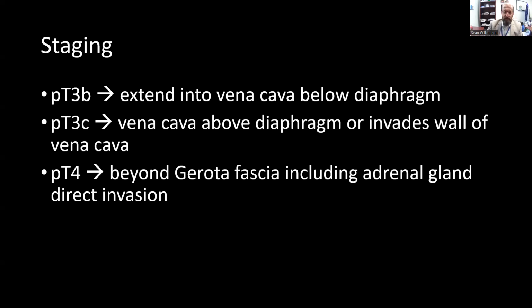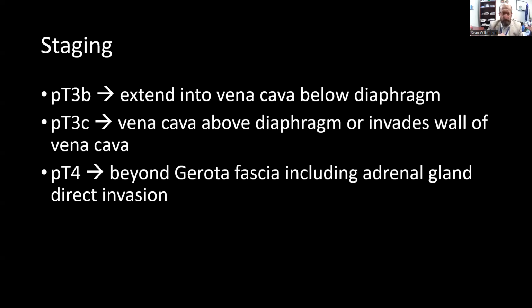The vena cava is the very large vein that returns all the blood from the body back to the heart. And so occasionally when a tumor involves the renal vein, it can go even further into this large vessel called the vena cava, which brings all the blood back to the heart. So the higher stages are based on whether the tumor involves this large vessel, the vena cava.